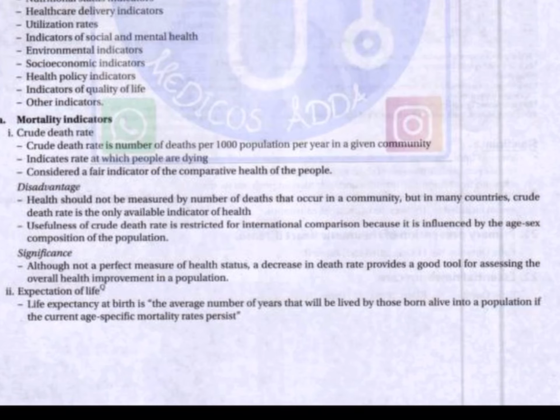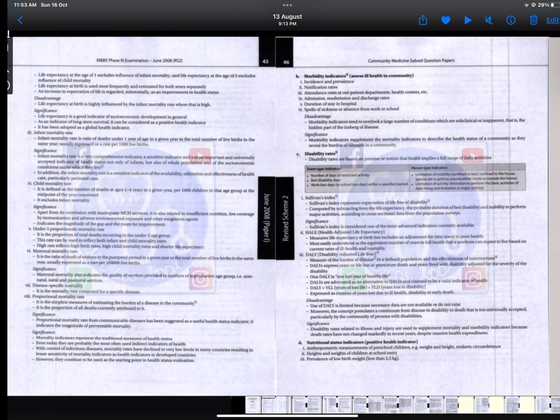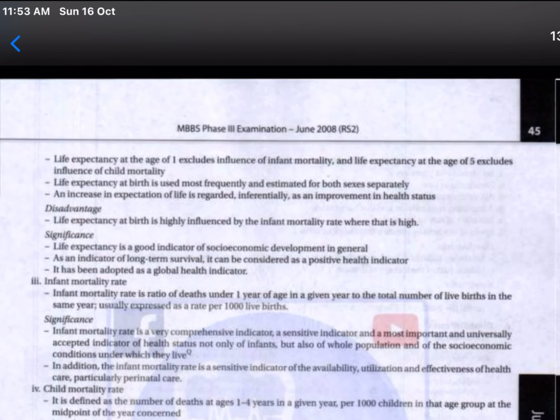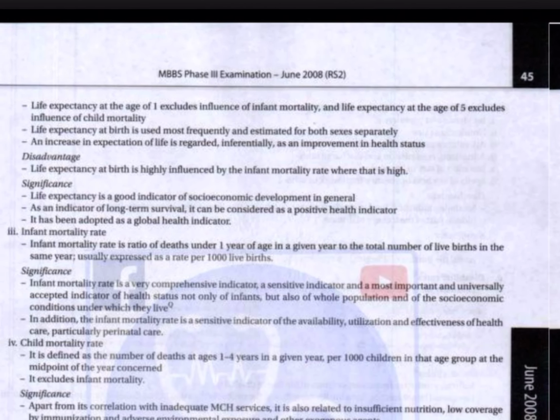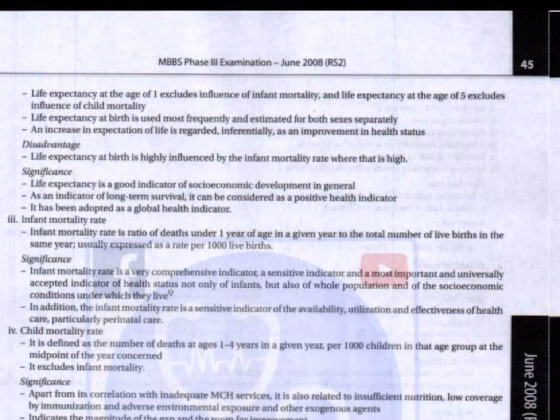Expectation of life. Life expectancy at birth is the average number of years that will be lived by those born alive into a population if the current age-specific mortality rates persist. Life expectancy at the age of 1 excludes the influence of infant mortality, and life expectancy at the age of 5 excludes the influence of child mortality.